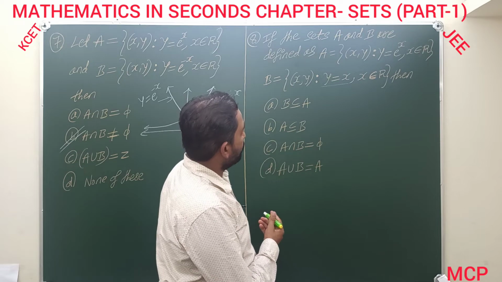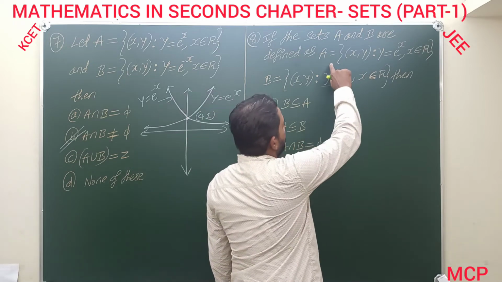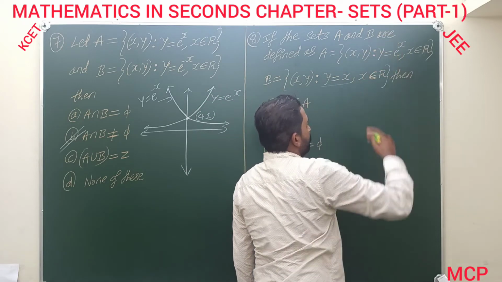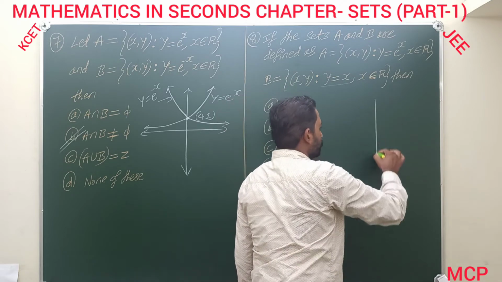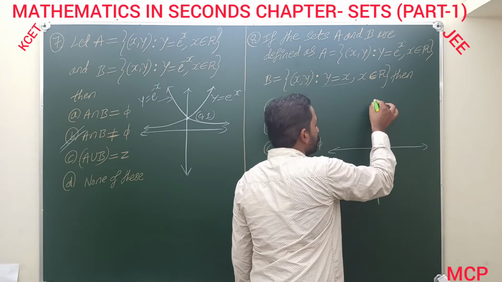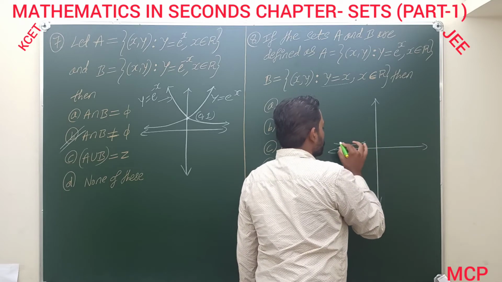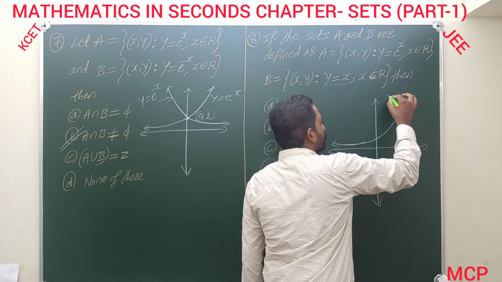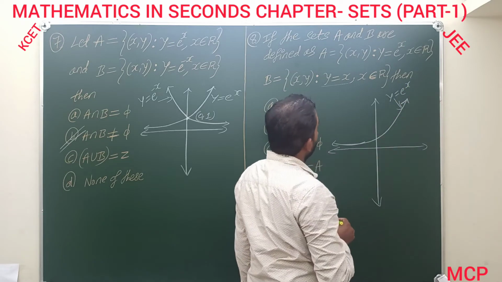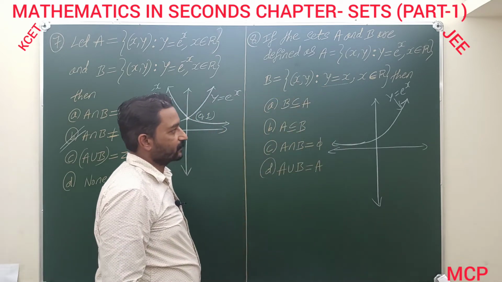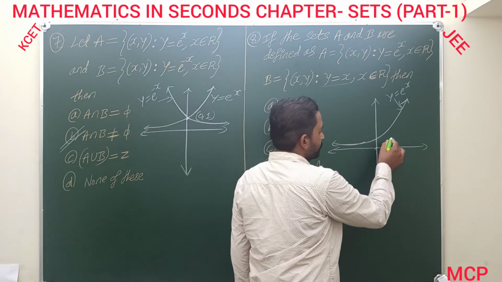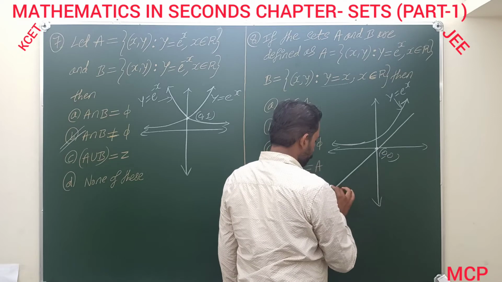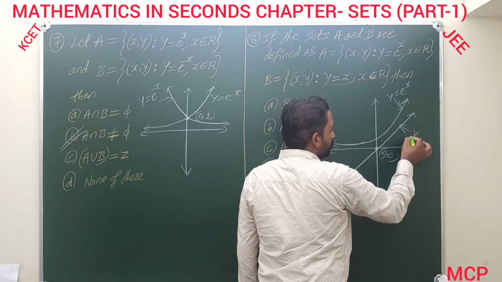This can also be solved by using the graphical method. Here set A is the set of (x, y) satisfying y equals e power x. Using the graph of y equals e power x, this passes through the point (0, 1). Now set B is y equals x, the identity function, passing through the origin (0, 0).